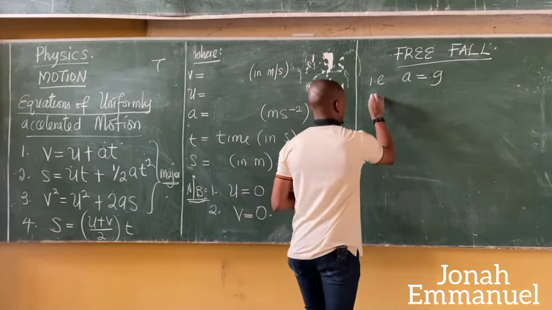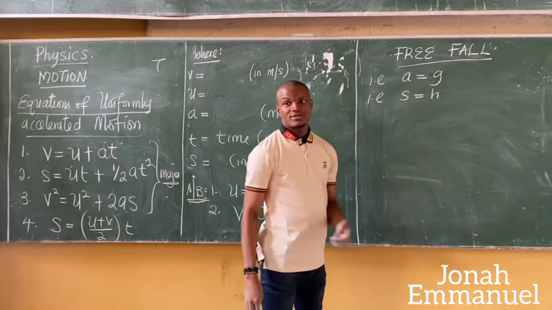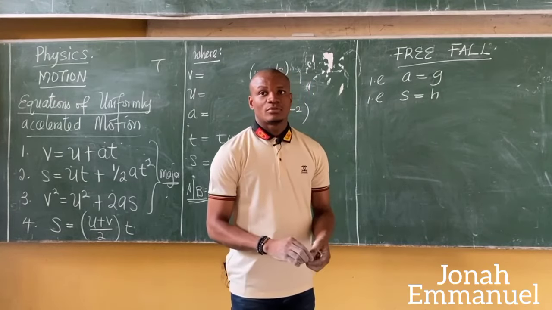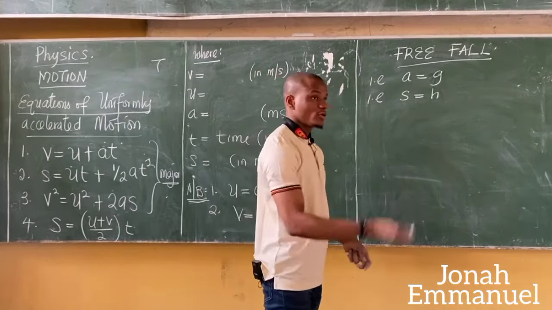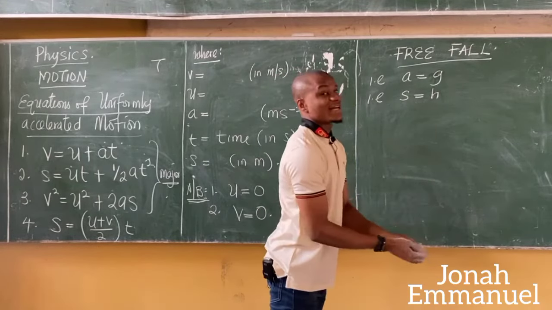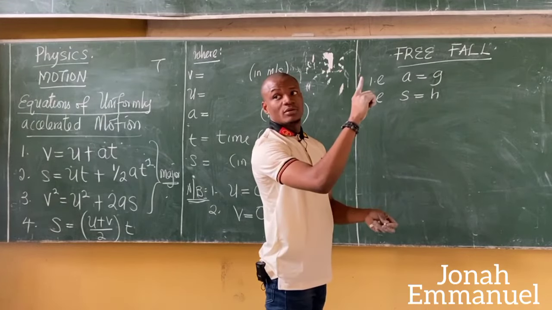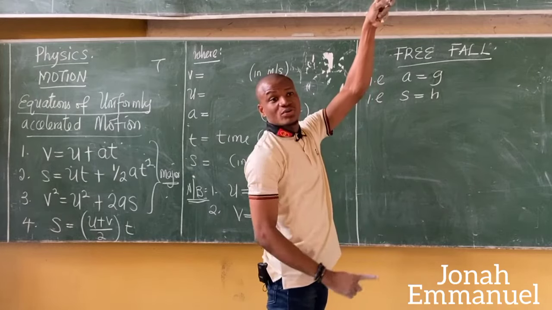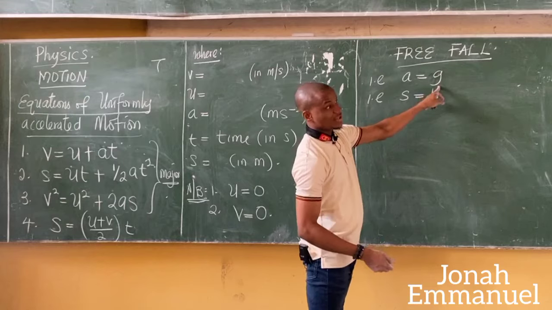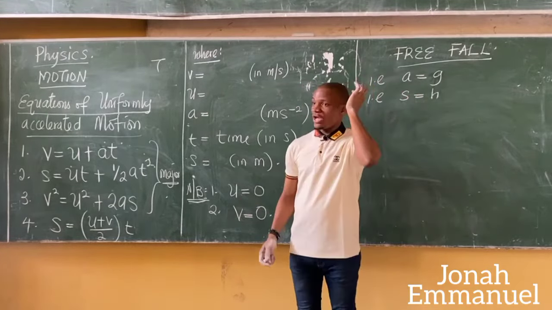That is, it's not s, but now h. If I throw chalk up, you ask me how high, you don't say how distance. How high did the chalk go? Because of that, it's height. So for free fall, a is now g, s is now h. Let's put these two into the equations.